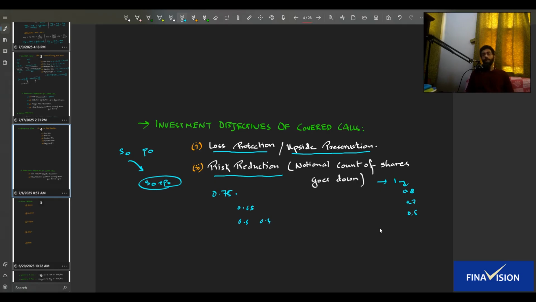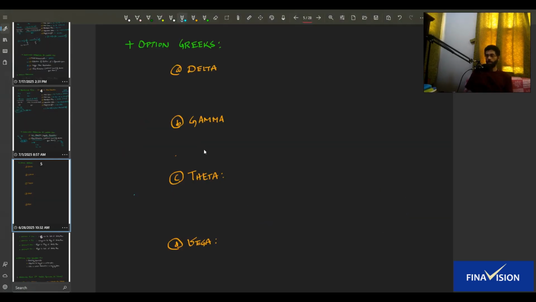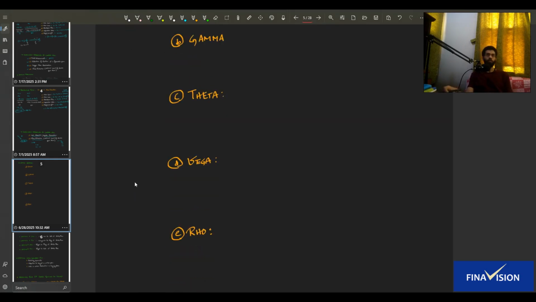Now we'll move into the Greeks that we were discussing. Option Greeks. So what are option Greeks? Option Greeks are basically certain parameters based on which the valuation of an option depends, right? So we will discuss them one by one: delta, gamma, theta, vega and rho. These are the 5 major parameters on which the value of an option depends. Now what do these mean? One by one we will discuss.